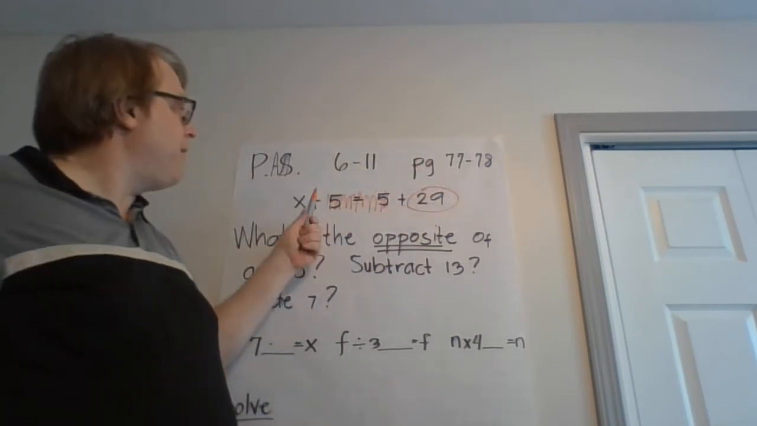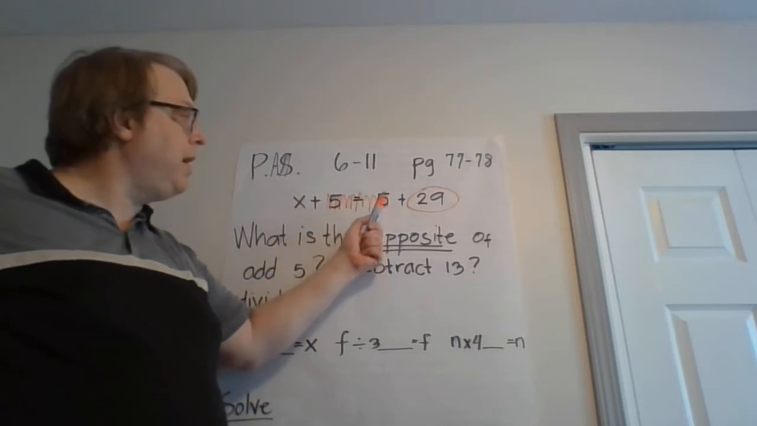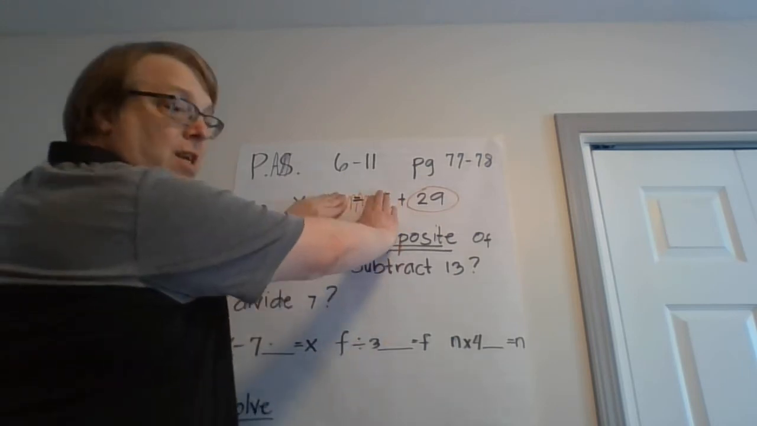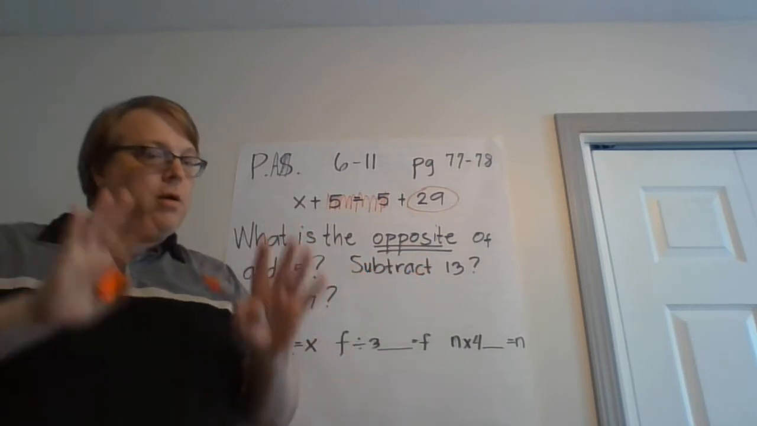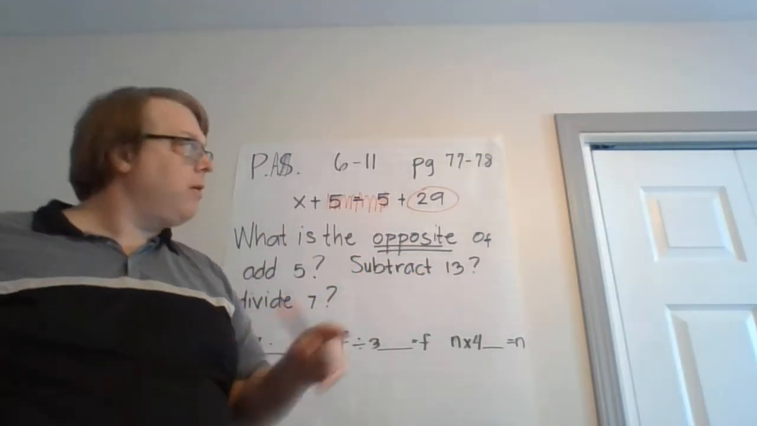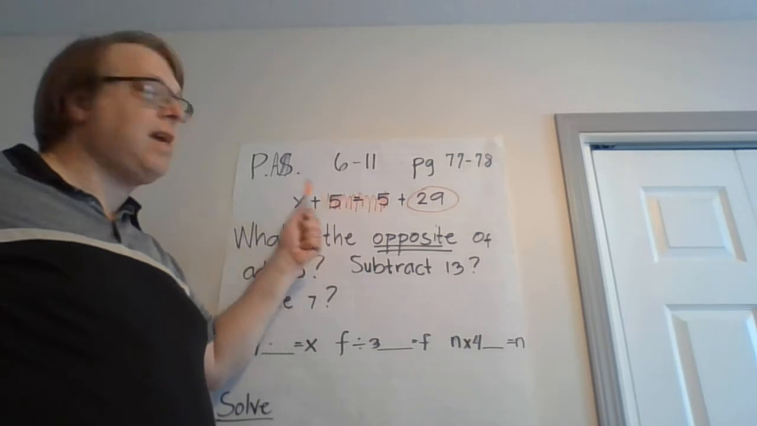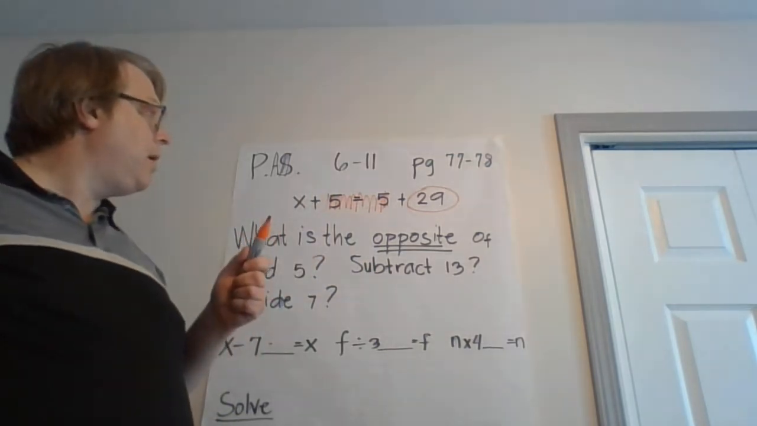29. If you have the same number on both sides, and they're equal to each other, take them out, and your answer's left. Okay? With me so far? We're just making sure, taking out the extra information.